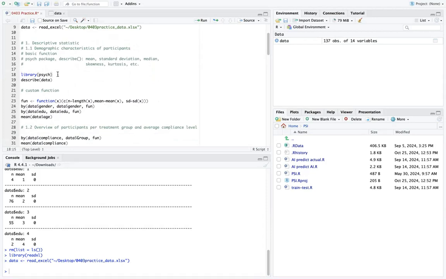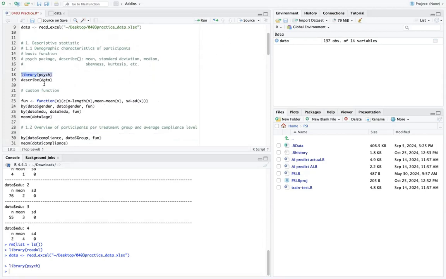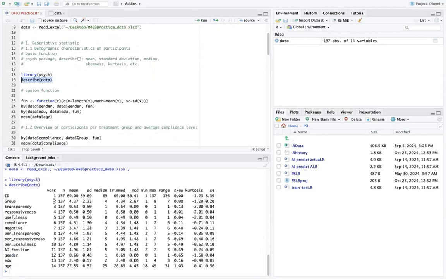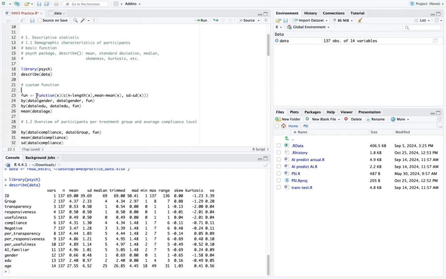The first one is to use a basic function: we need the psych package. We can load it first, and then we can use the command describe on the data. So here it gives many values: the number, mean value, standard deviation, median, and some other values of these key variables. And we can also define our own customized function, like when we don't need so much information and only need the number, the mean value, and the standard deviation.